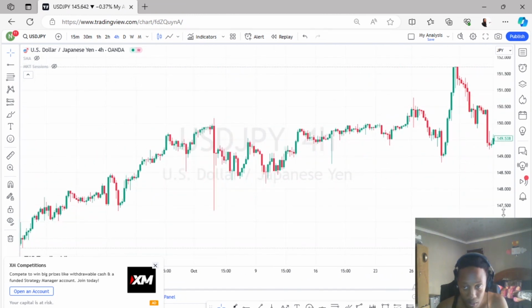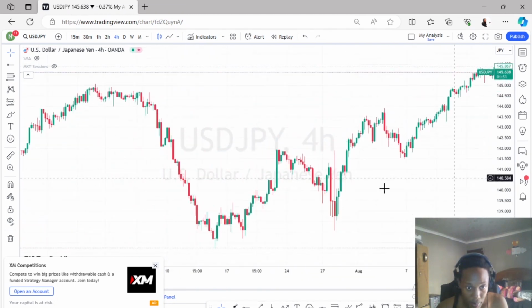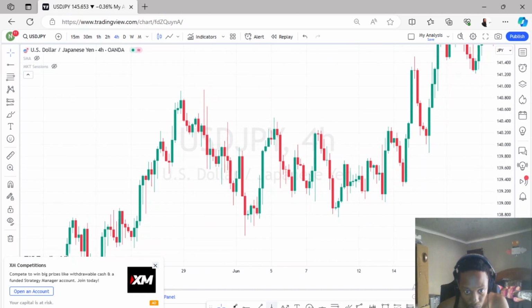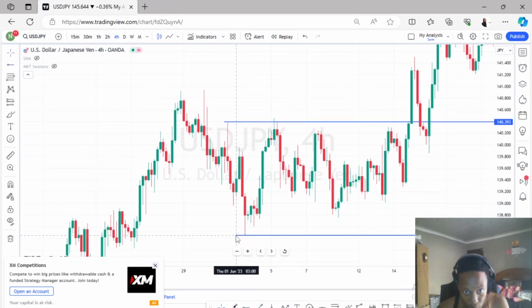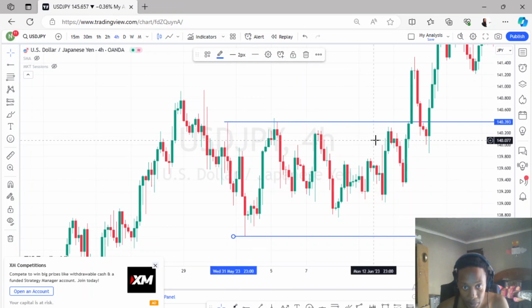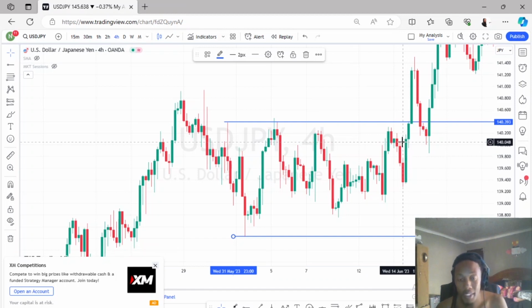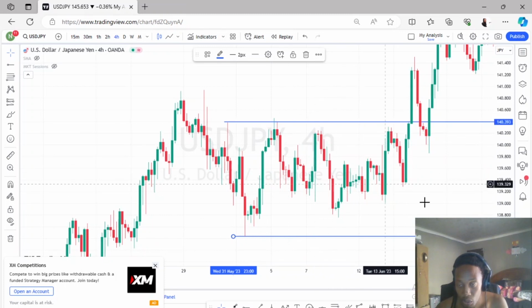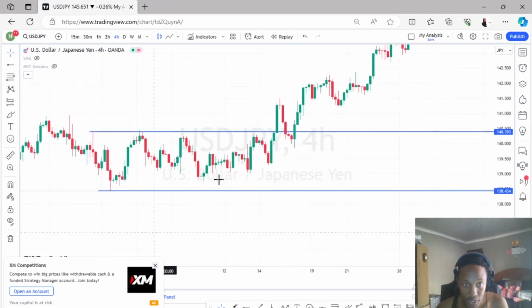Let me just find it on the 2 hour. Okay, here's something like a ranging market. You can see that the market was stuck inside these two parallel lines for a period from 1 June until 14 June. For about 15 days it was stuck between these two lines. So this is a ranging market.